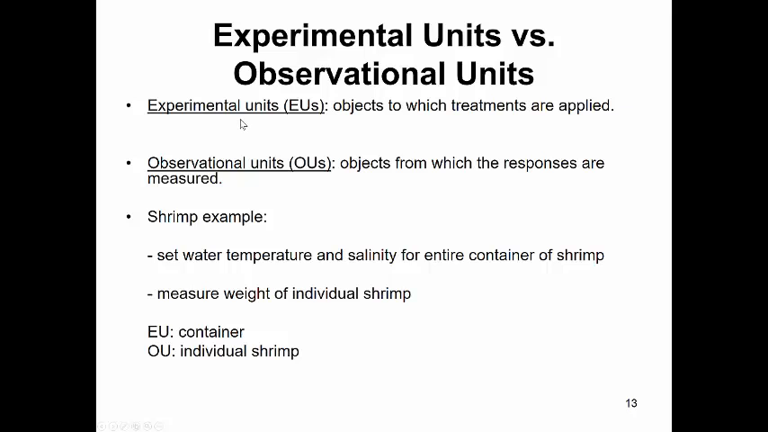So the experimental unit is the object or objects to which the treatments are applied. Okay, so where are you actually applying the treatments? And the observational units are the objects from which the responses are measured. So make sure you remember that here, it's not the response. A lot of people want this to be the response. So if you think about the shrimp study, it's the growth of the shrimp. That's not the response. You're measuring it maybe from each individual shrimp. So in that case, that's your observational unit, but again, it's not the response here.